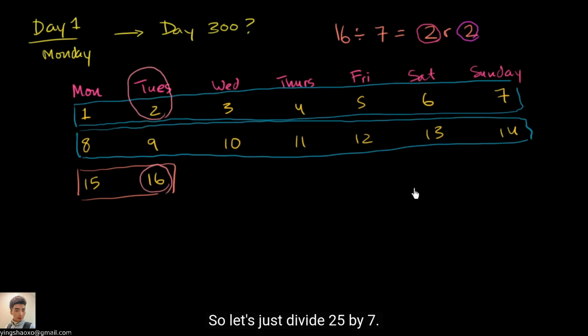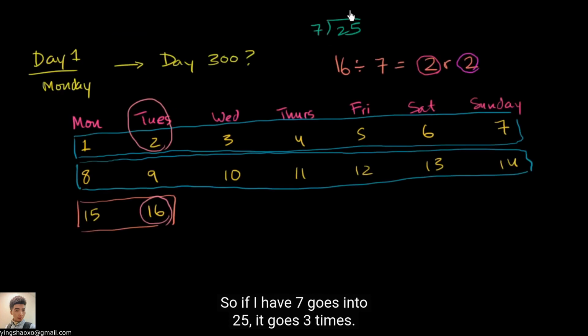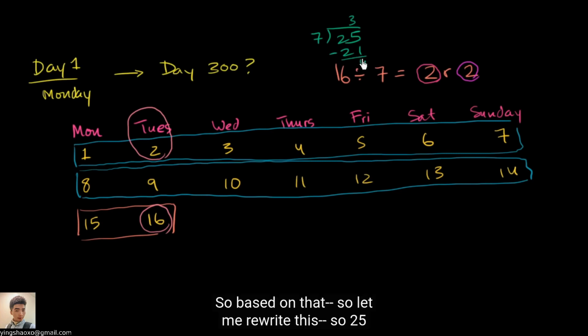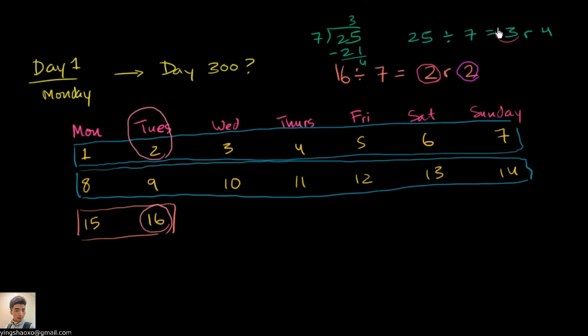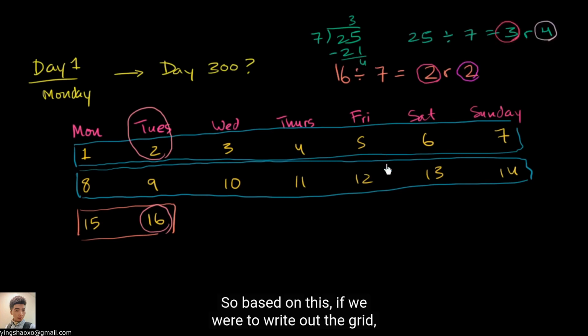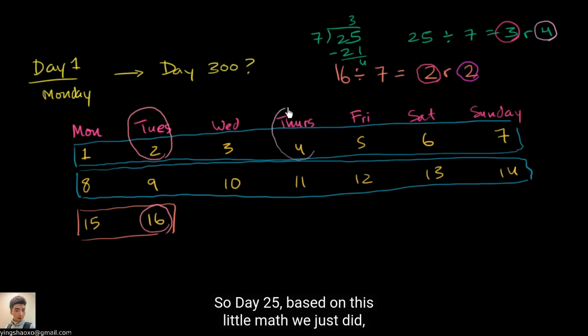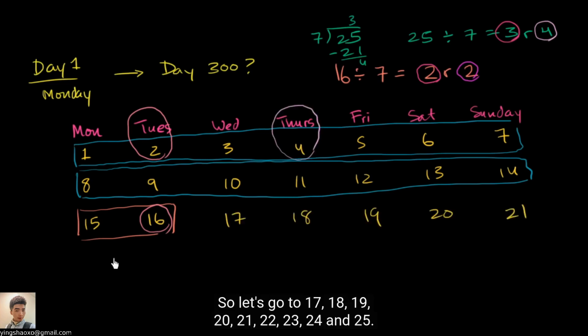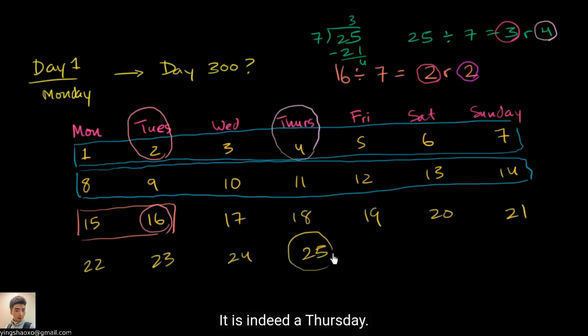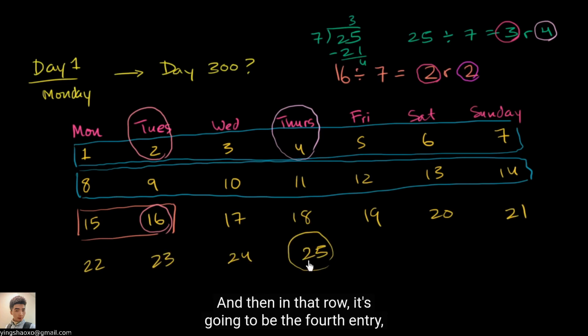Imagine day 25, right? I have 7 goes 3 times. So based on this, if we were to write out the grid, we should have 3 rows of 7 before we get to 25. So if it's sitting in the 4th column, it'd be a Thursday. 35 should be a Thursday. That actually, 1, 2, 4, is indeed a Thursday. 7 rows for the row, and then in that row it's going to be the 4th.